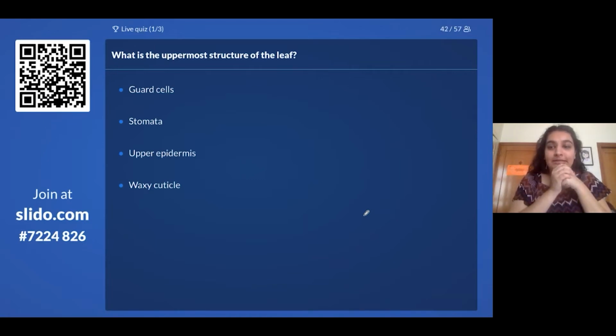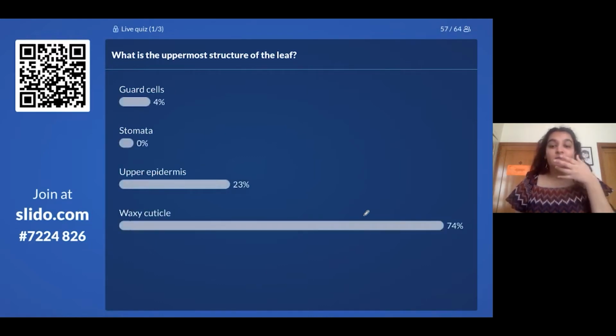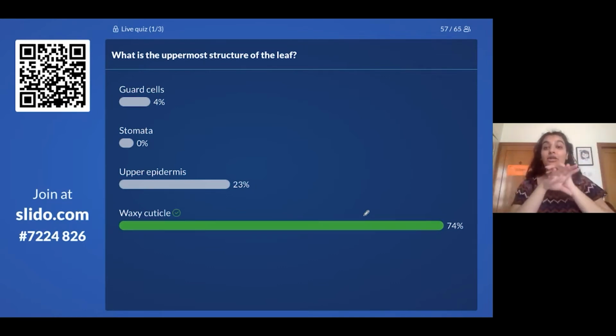Okay, seems like almost everyone's answered. We'll wait for a few more people, but I'm going to lock it soon, so if you want to answer, get it in now. Okay, I'm locking that question. So most of you said the waxy cuticle, and most of you would be correct. Yes, it's the waxy cuticle, it's the uppermost structure. Remember, the upper epidermis comes just under that, and the guard cells are actually in the lower epidermis, in that lower layer. And they work with the stomata, which is right at the bottom of the leaf.